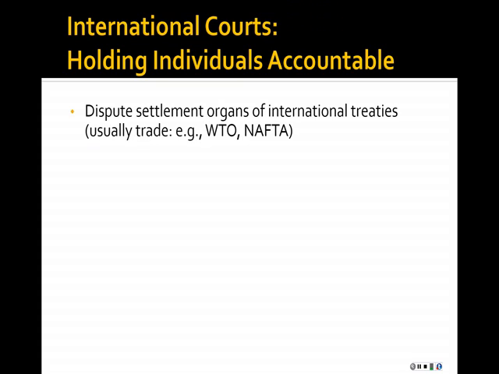Okay. What do some of these international courts do, and how do we hold individuals accountable? Well, these courts have a dispute settlement element to any of these treaties. So the WTO is an international treaty, and they have a dispute settlement portion of it. If one state is in violation of something about the WTO, there is a committee within the WTO that will sanction another state. Same with NAFTA.